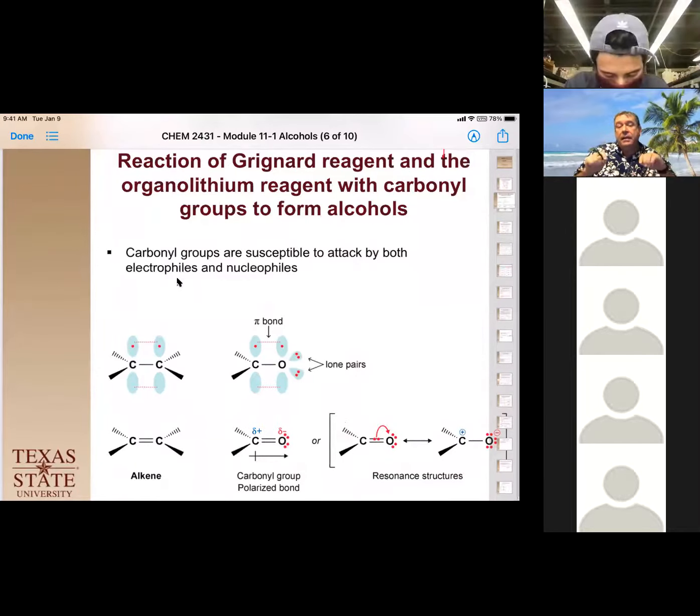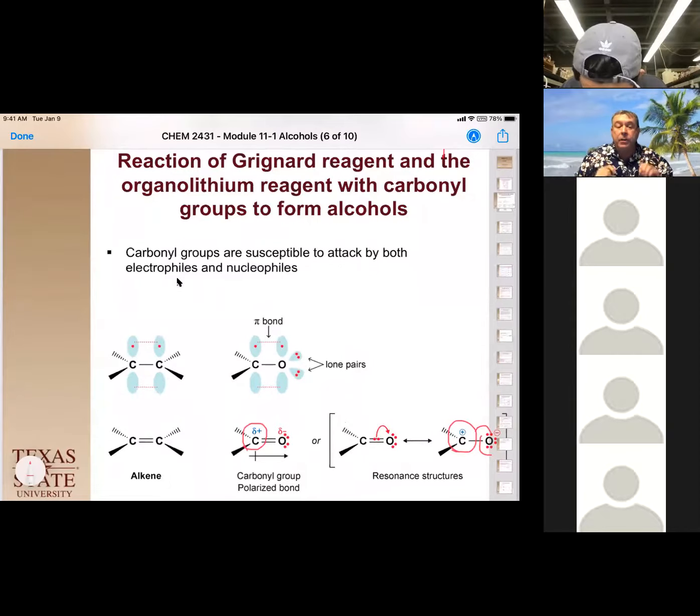However, in the presence of a carbonyl here, our resonance structure suggests that part of the time we have a positive charge on carbon, part of the time we have a negative charge on oxygen, leading to our hybrid structure of that partially positive carbon on a carbonyl. So now we have a target for our nucleophile. Our nucleophile is going to want to attack the carbonyl carbon of those compounds.